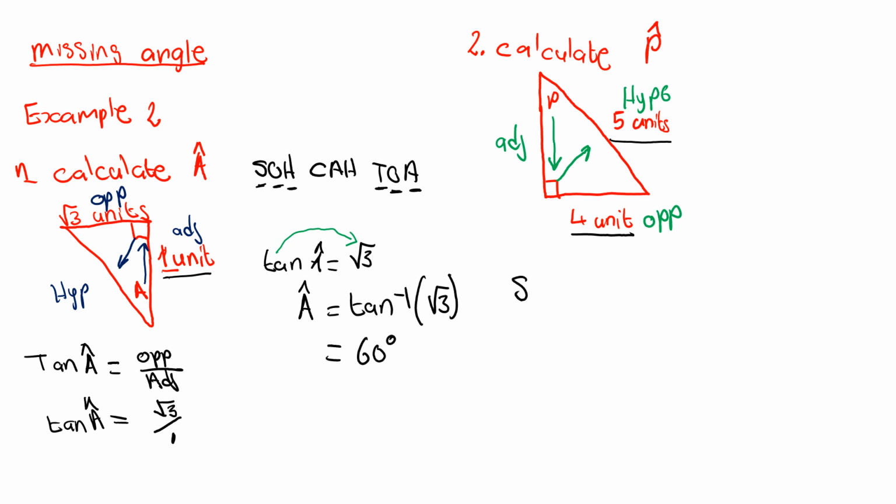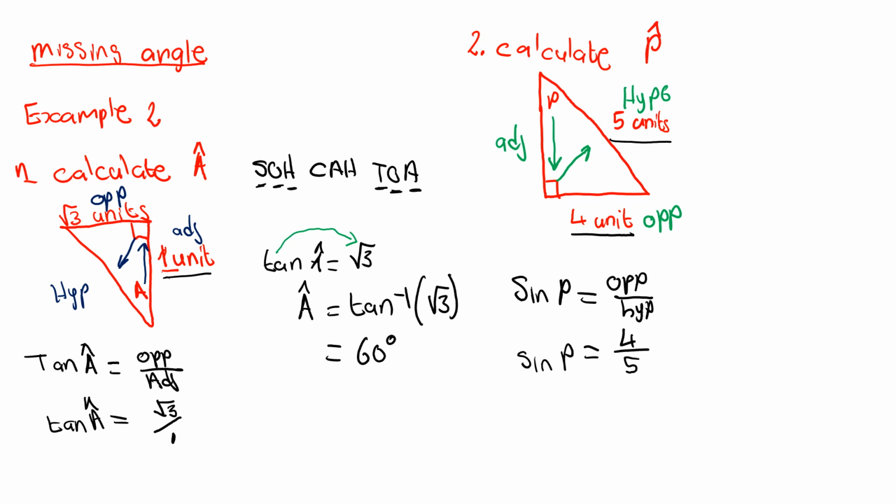So you say sine P is equals to what? Opposite over hypotenuse. What's your opposite? Your opposite is 4 over what? Your hypotenuse, which is 5. So sine P is equals to opposite over hypotenuse.